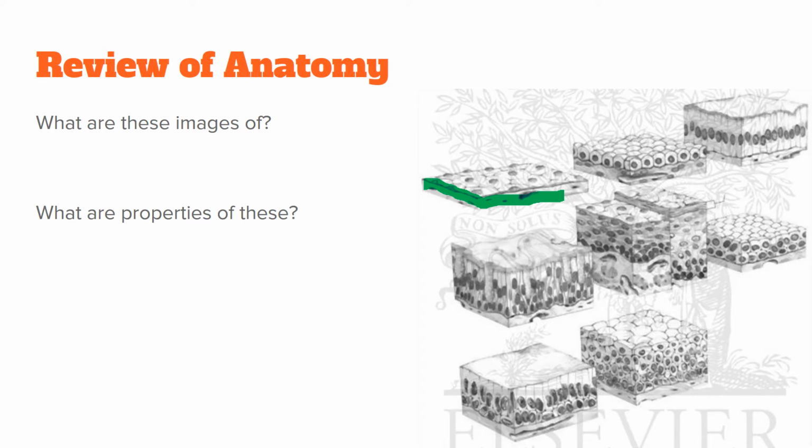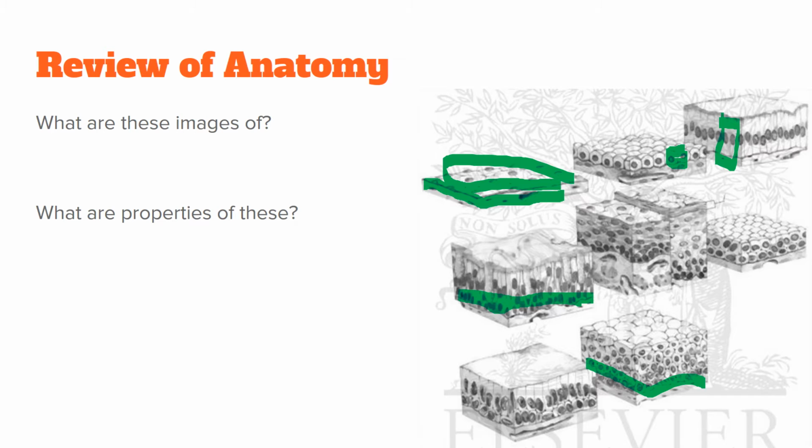Here we have multiple layers, and so this would be our stratified. And then here it looks like multiple layers, but is really only one, so pseudostratified. And then we also have different shapes. This one is squamous because it looks like a flat egg. Here we have cuboidal, as wide as it is tall. Here we have columnar.